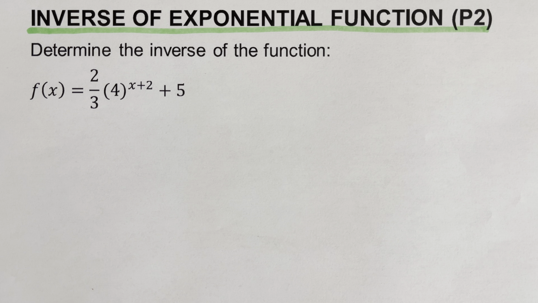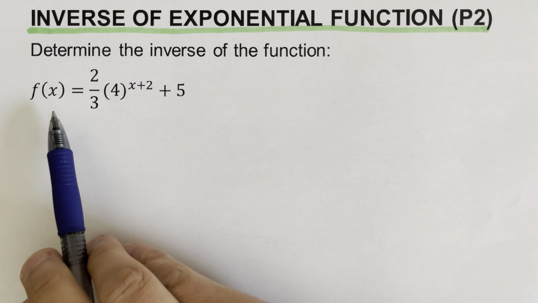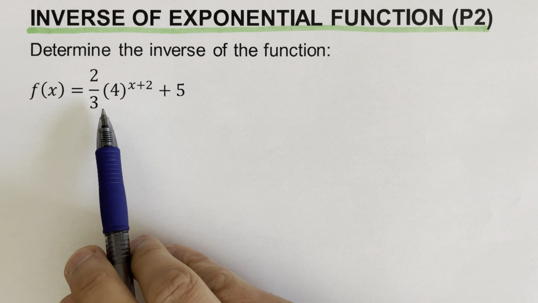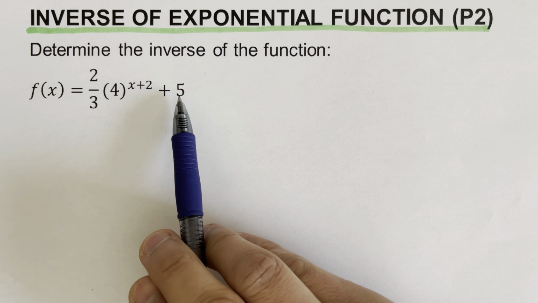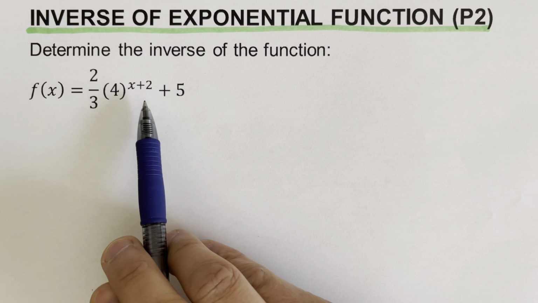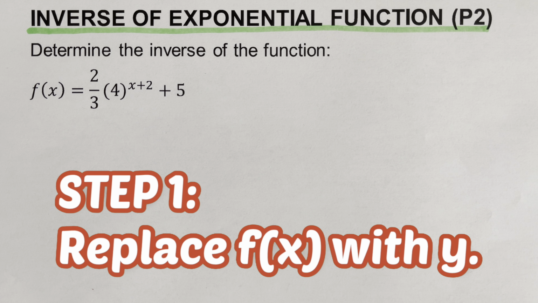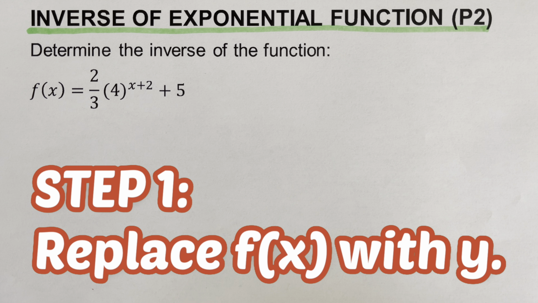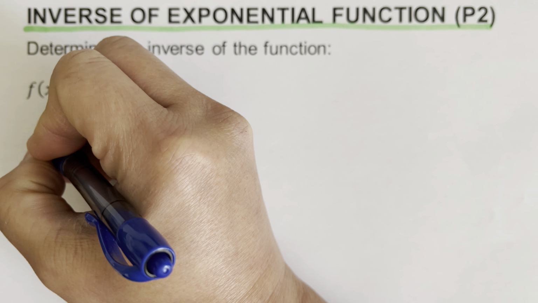Let's take this first example right here. We're supposed to determine the inverse of this function f of x is equal to 2 over 3 quantity 4 raised to the power x plus 2 plus 5. In order that we can determine the inverse for this exponential function, there are steps that we need to follow. The first step is to replace f of x with y. So this f of x here becomes a y, so I'm just going to go ahead and rewrite this.